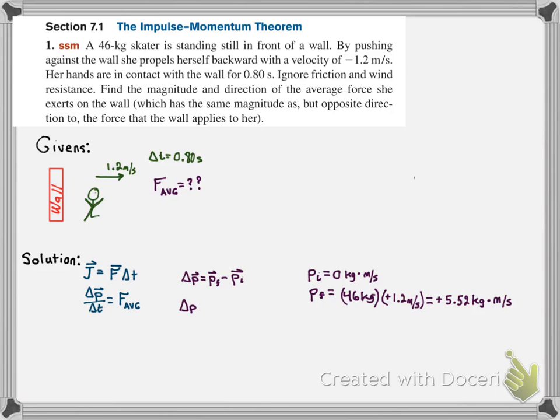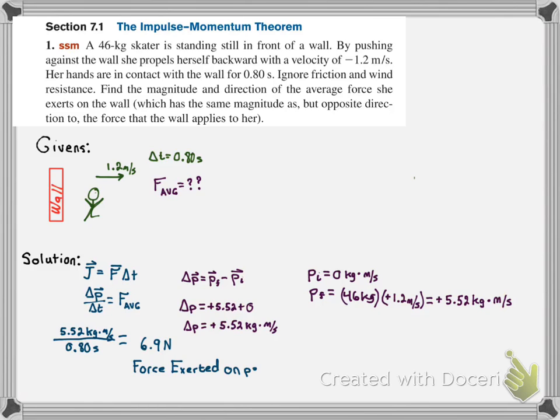Now there's no real specific unit for momentum. Momentum is simply the product of its two units. So when we give the units for momentum, they're typically in kilograms meters per second. So the change in momentum, which is the final minus the initial, is just 5.52 kilograms meters per second. We plug that back into the equation, we divide our change in momentum by time, and we get the average net force.